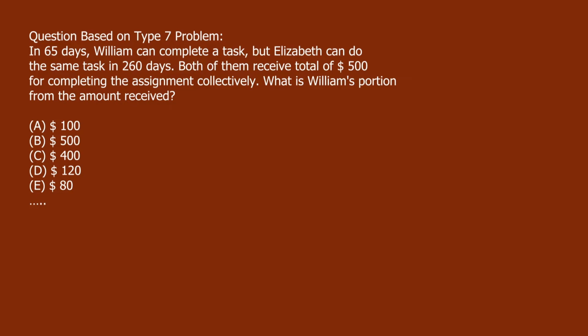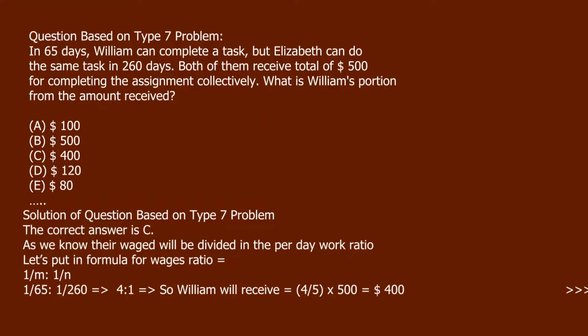As we can see in the question, two people are there, William and Elizabeth. They have different capacities to finish the work, right? And they got some total amount. So how are we going to divide the salary? We are going to divide the salary as per their one day work capacity. So as per the ratio of their one day work, we are going to distribute the salary.